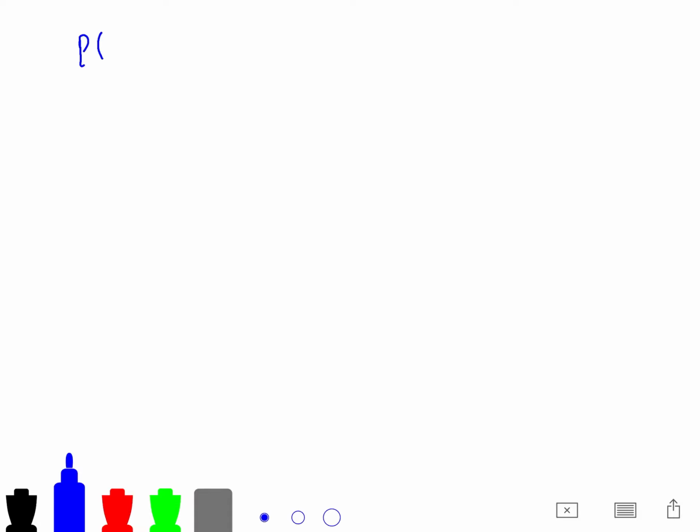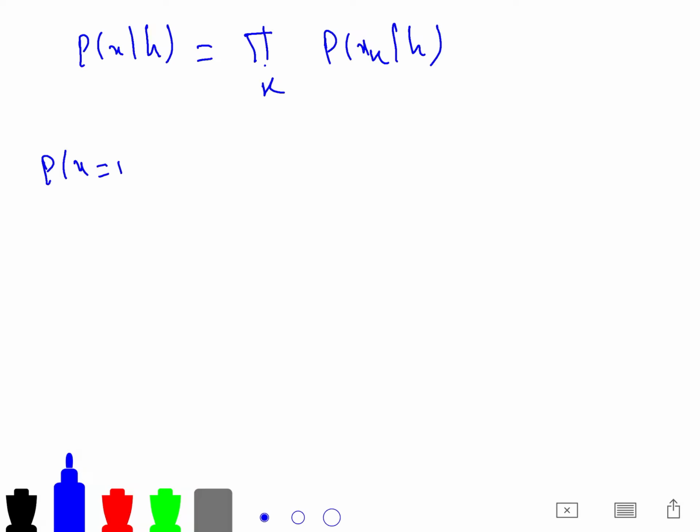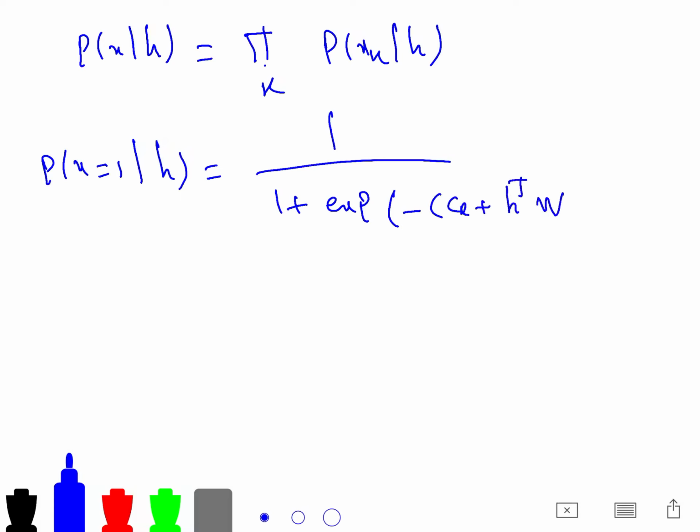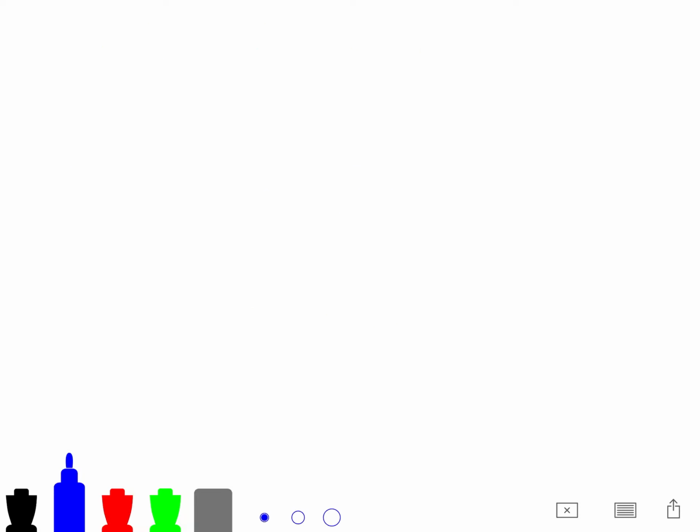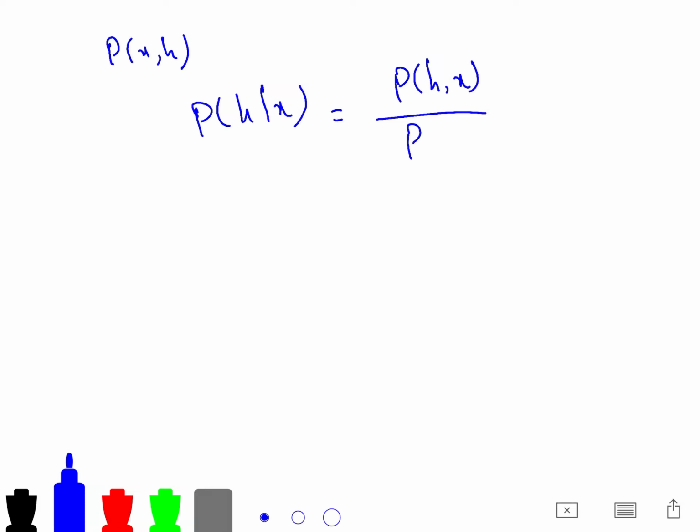The same holds for x: P of x given h can be written as the product over k of P of x_k given h. For example, P of x_k equal to 1 given h is explicitly the sigmoid of c_k plus h transpose W_k, where W_k means the kth column of W. So P of x and h is intractable, but P of h given x is easy to compute. Why? Because you can write it as P of h and x divided by P of x.